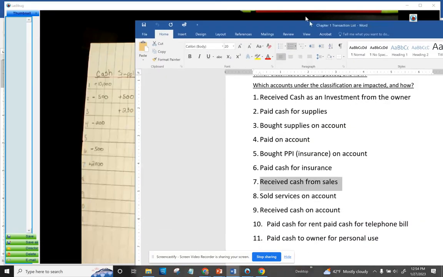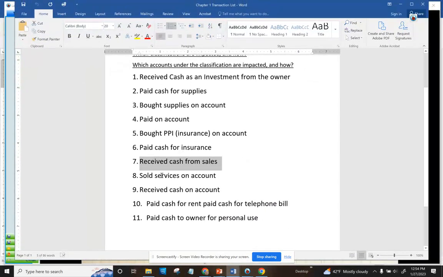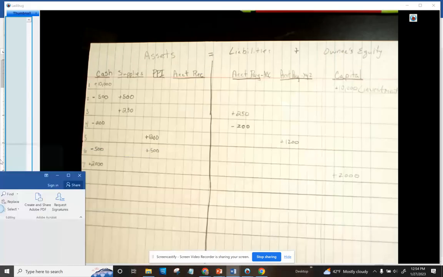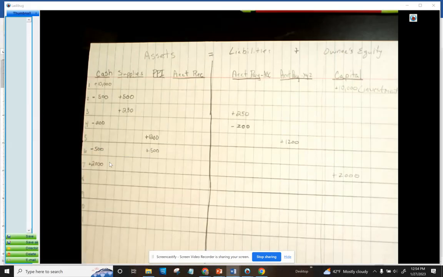All right, let's see here. Got a few transactions left. Sold services on account. All right, here we go. The last transaction we sold, we received cash for services. So we received cash for performing a service. Now we perform services on account, which means we didn't get paid yet.